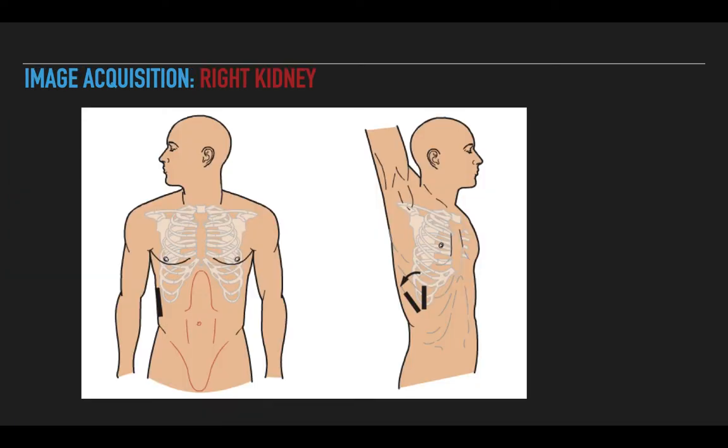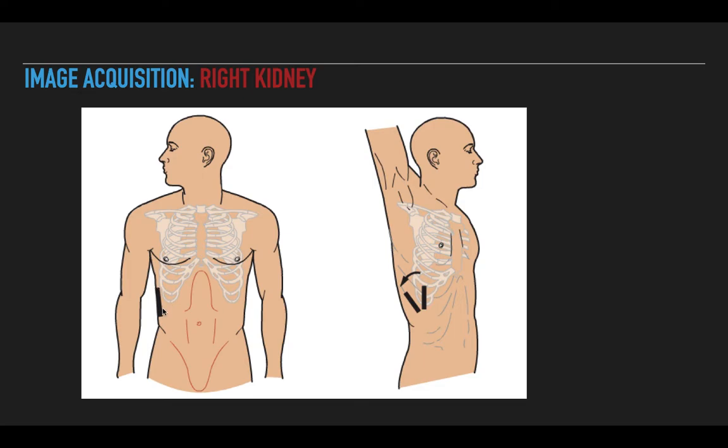So let's start with your right kidney. Your right kidney relative to your left kidney is going to be a lot more inferior, because the large liver pushes it down ever so slightly. When you start imaging the kidneys with your indicator pointing towards the patient's head, you're going to have your probe sitting at the level of about the 10th to the 12th rib.